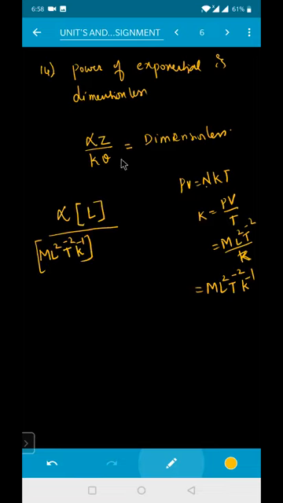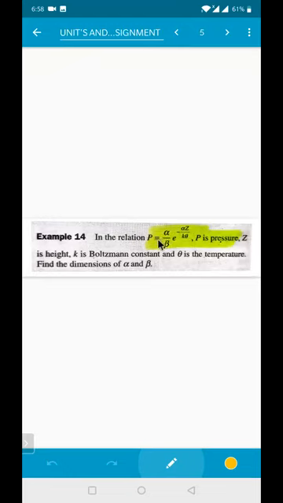What is theta telling in the problem? Temperature. Temperature is represented by Kelvin, that is nothing but K, and that is dimensionless. See this question: the relation P is equal to alpha by beta exponential to the power of alpha z divided by K into T. P is pressure, z is height, K is Boltzmann's constant, and theta is the temperature. Find the dimensions of alpha and beta.